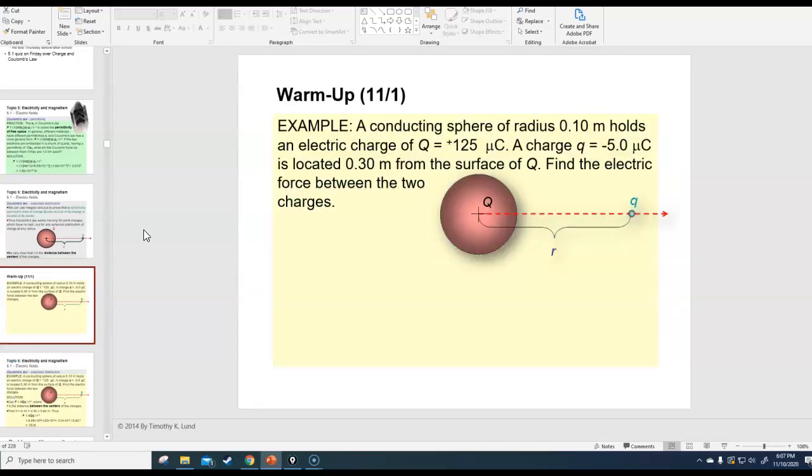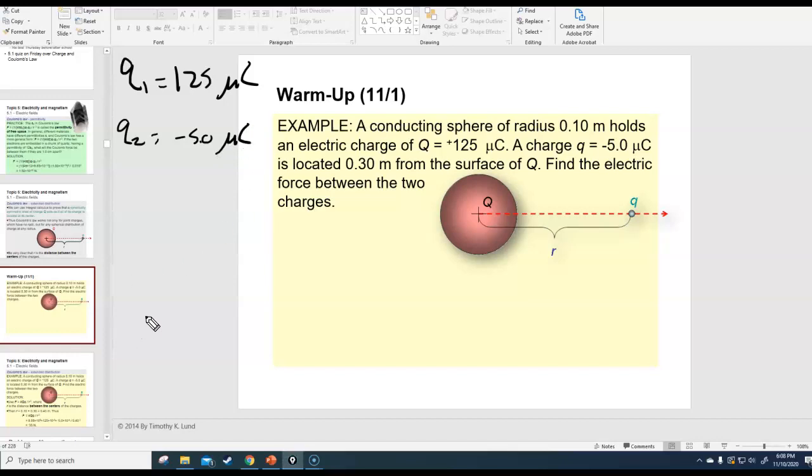Here we have an example that says a conducting sphere of radius 0.1 meters holds an electric charge of Q equals 125 microcoulomb. Remember, micro is 10 to the negative 6. A charge little q equals negative 5 microcoulomb is located 0.3 meters from the surface of big Q. Find the electric force between the two charges. Some textbooks write Coulomb's law with a big Q and a little q. I prefer Q1 and Q2 because I think it's easier to distinguish between the two. So let's say Q1 is 125 microcoulomb and Q2 is negative 5 microcoulomb.